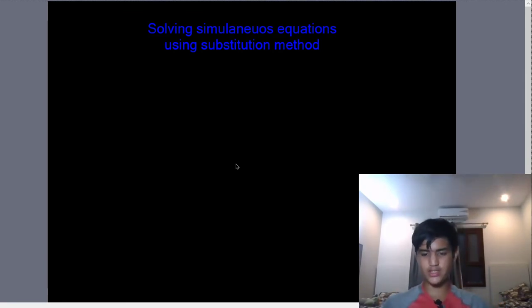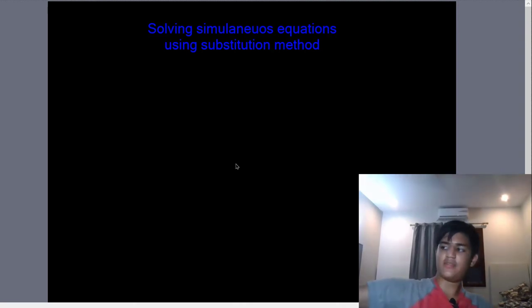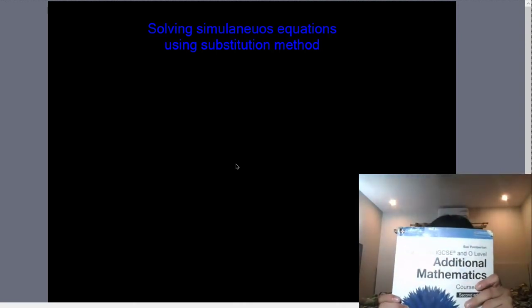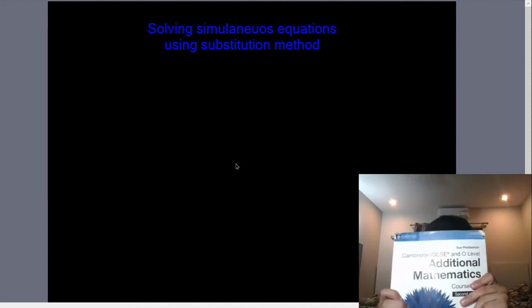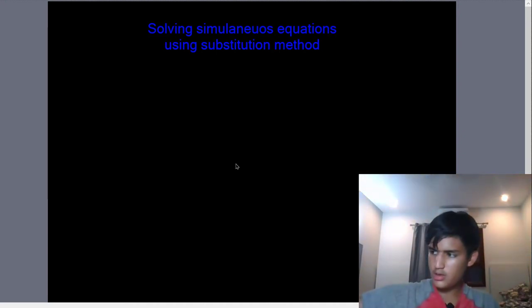Today I will be solving question number 18 from exercise 2.1 of additional maths from this book, Cambridge IGCSE and O-level additional maths course. So let's get right in.